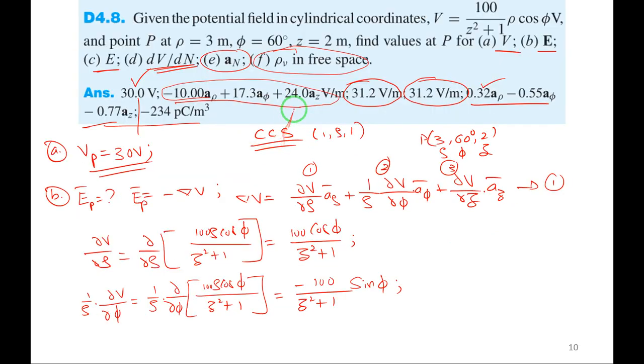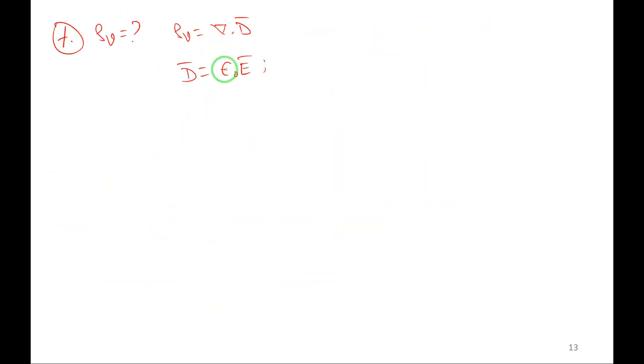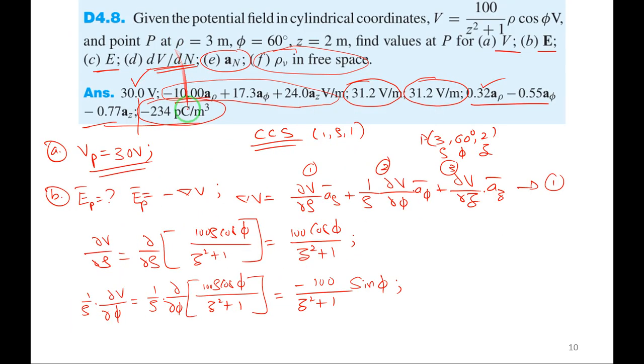After doing it, you will get rho_v, and it should be minus 234.4 picocoulomb per meter cube. I hope you will try it. First find D equal to epsilon naught E, then write down del dot of D vector using the cylindrical coordinate system formula, and solve it. That will be your rho_v. So it turns out to be minus 234 picocoulomb per meter cube. I'll stop here only; it's already 3:24.